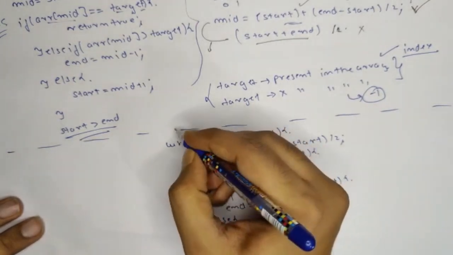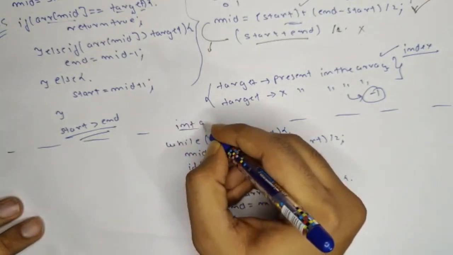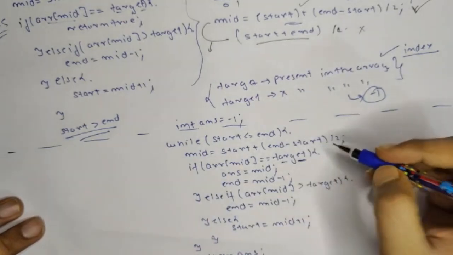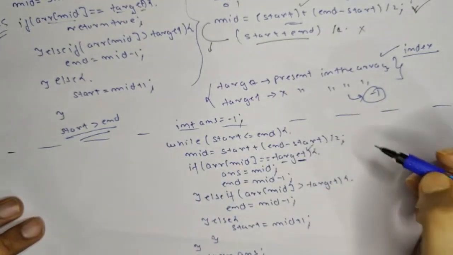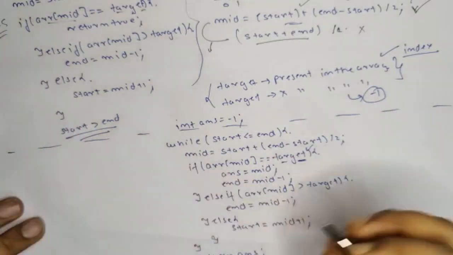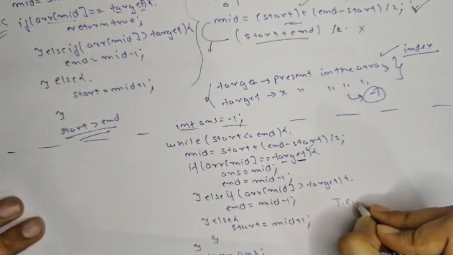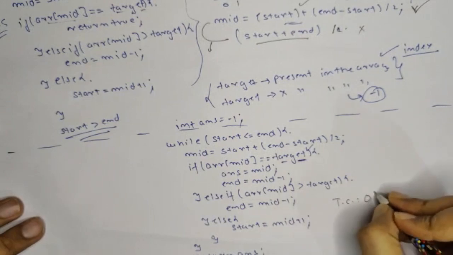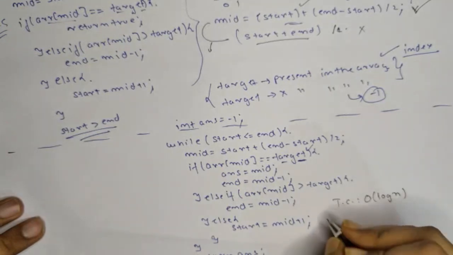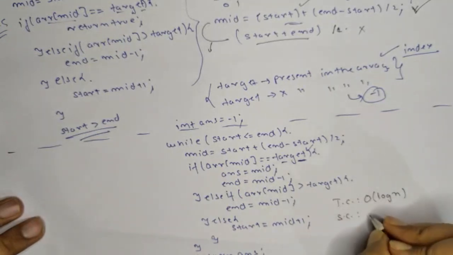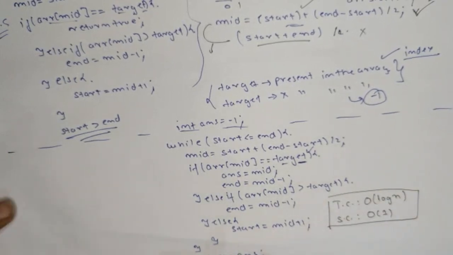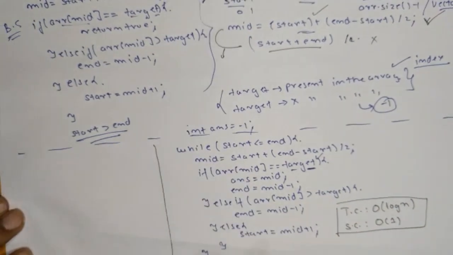And I forgot to tell, the initial value of answer will be minus 1, because if we don't find any values which are equal to target, then we will simply return minus 1. Okay, so the time complexity of this solution is order of log n, and the space complexity is order of 1, because we are not using any extra space. So let me give you a dry run of the solution.